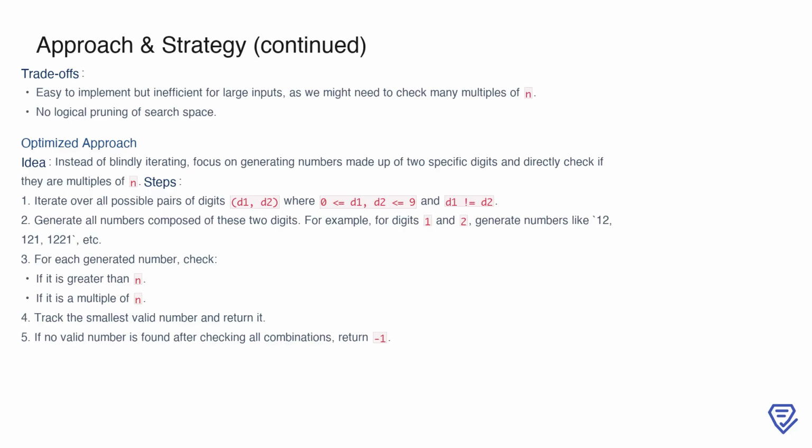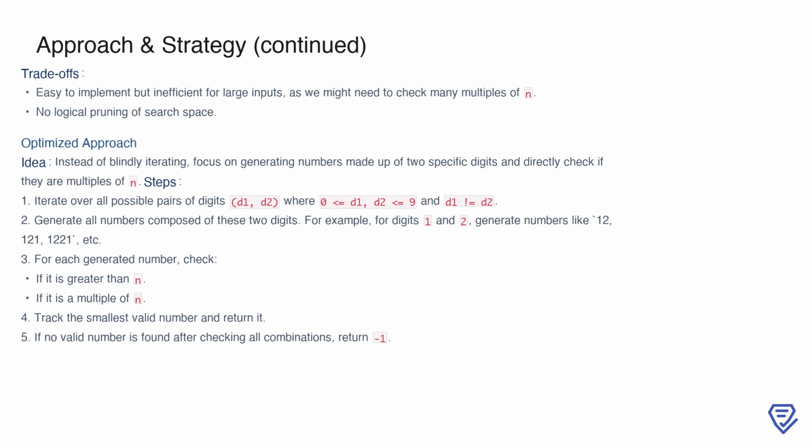The process involves iterating through all possible pairs of digits, d1, d2, where the 2 digits are distinct. For each pair, we generate numbers using only these digits, such as 12, 121, or 1221. Then, we check if the generated number is greater than n and divisible by n.